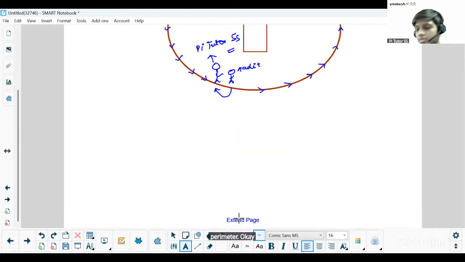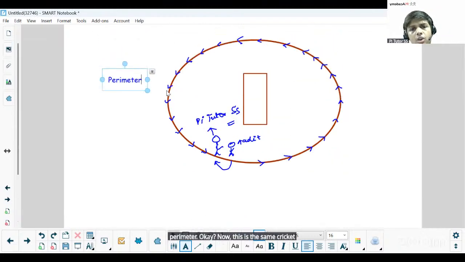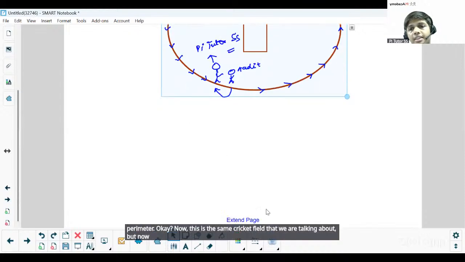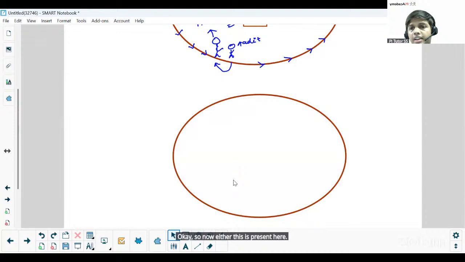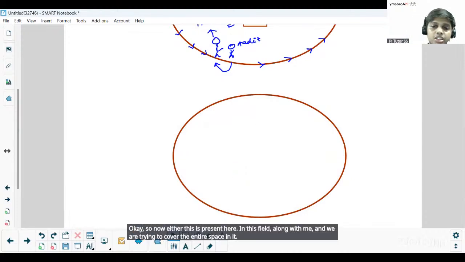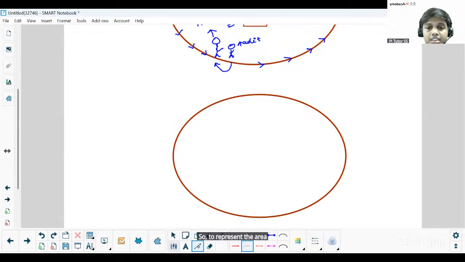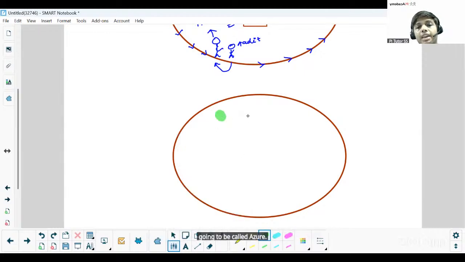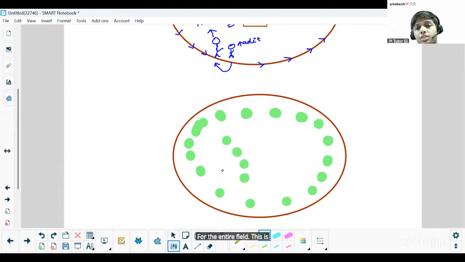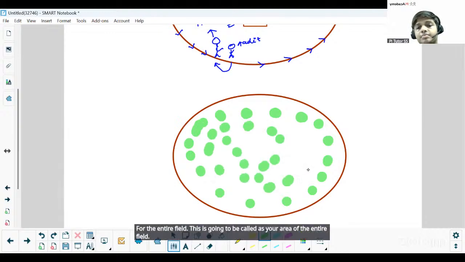Now this is the same cricket field that we are talking about, but now we have stepped inside. So now Adit is present here in this field along with me, and we are trying to cover the entire space in it. To represent the area, the grass which will be present inside, if I make small grasses here for the entire field, this is going to be called your area of the entire field.